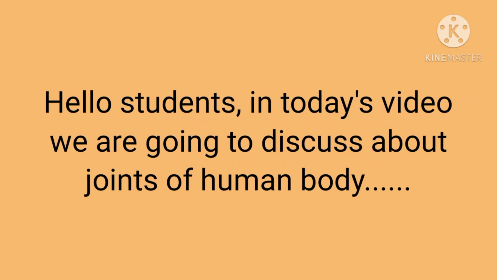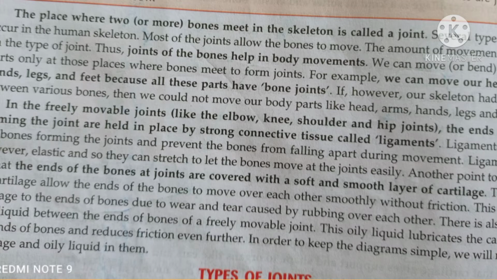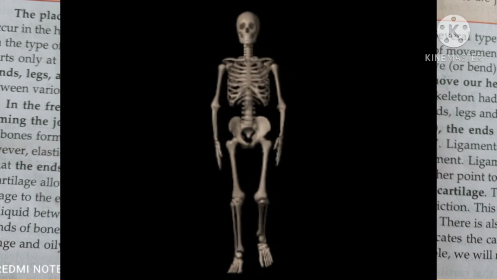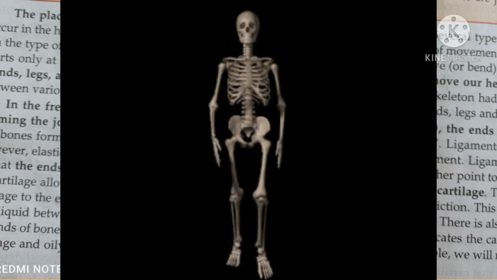Hello students, in today's video we are going to discuss the joints of the human body. What are joints? The place where two or more bones meet in the skeleton is called a joint. Joints of the bone help in body movements. For example, we can move our head, arms, hand, legs and feet because all these parts have bone joints.